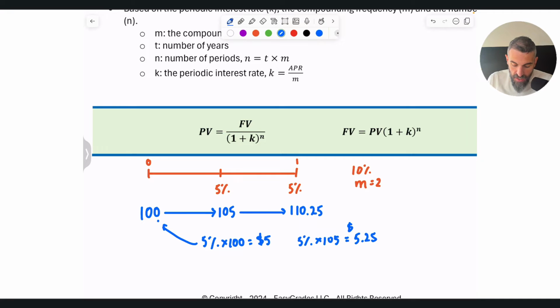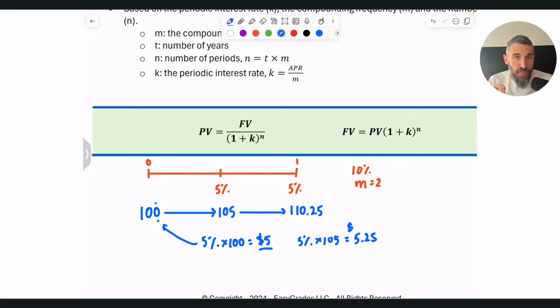Your money will grow exponentially because you're earning interest not just on the principal, but you're earning interest on interest. You see, here, this $5 was interest just on the principal. But here it is $5.25. That extra 25 cents is what we call interest on interest. That's interest you earned on the previous interest. And the more you leave your money, the more you let it compound, the more interest on interest you'll earn.